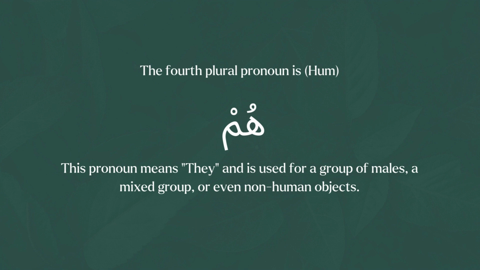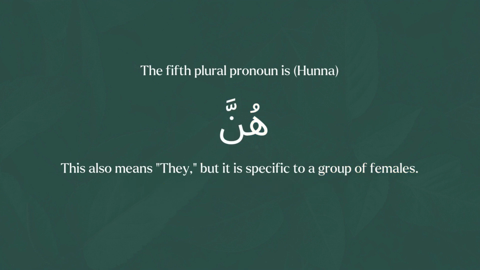The fourth plural pronoun is hum. Hum. This pronoun means they and is used for a group of males, a mixed group, or even non-human objects. The fifth plural pronoun is Hunna. Hunna. This also means they, but it is specific to a group of females.